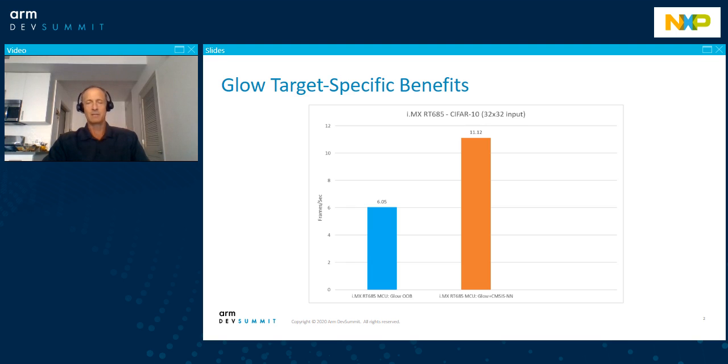And what I mean by out-of-the-box here is that since GLOW, the neural network compiler, is an open source technology, you can easily download this from the GitHub repository, and you could try it out in a very unoptimized manner, but at least it allows you to see the functional operation of this. So that's what the 6.05 frames per second is, but by the time you add in the CMSIS-NN backends to optimize for the Cortex-M CPU core, you get almost a 2x performance increase.